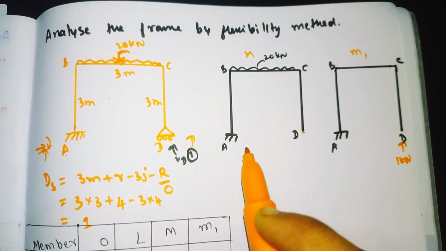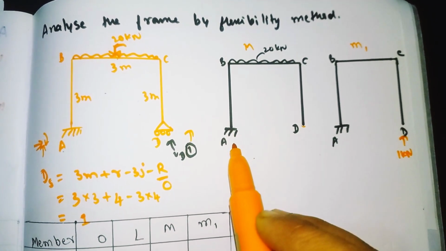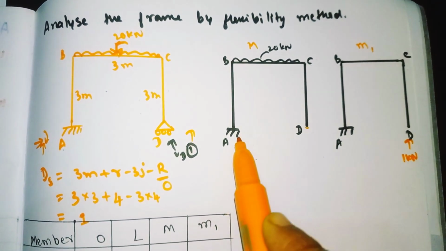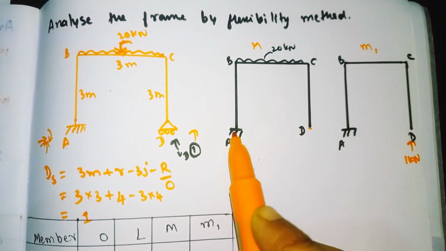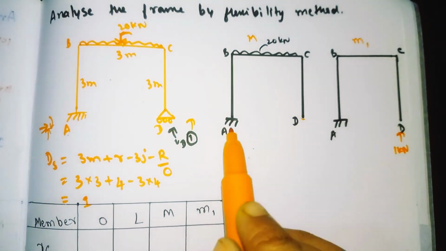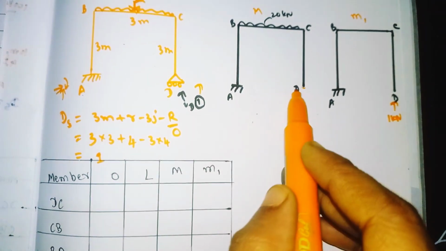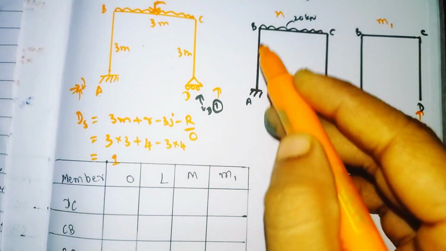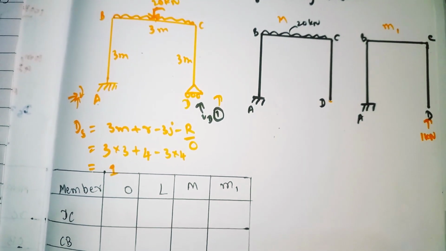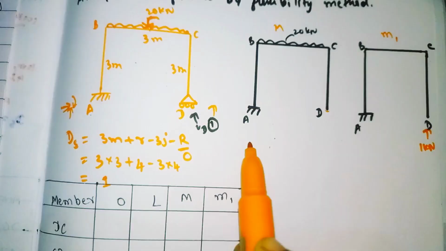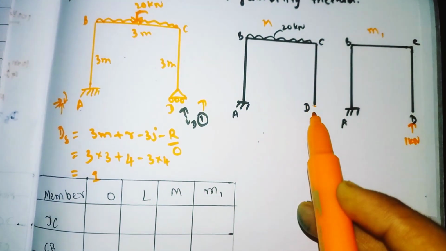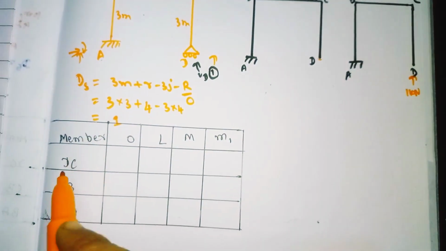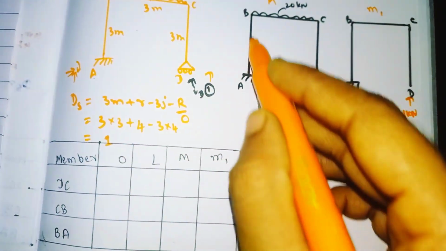As I told earlier, to skip the reaction calculation, I am calculating from this side to this side. If you want to calculate this reaction, then you can also calculate from this side. So to save time, I am calculating from this side to this side. That's why I have taken the members as DC, CB and BA.